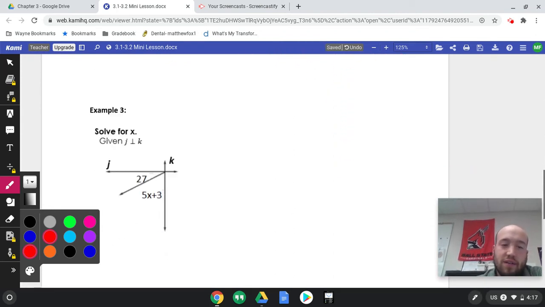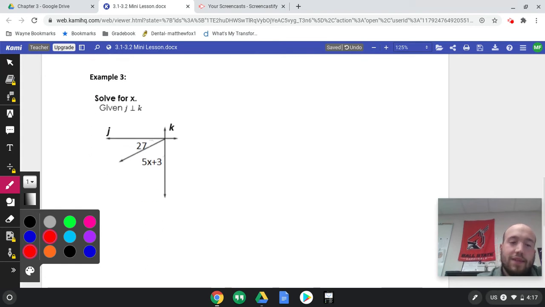All right, on to the next one. Notice here we don't have parallel lines anymore. For this one we need to examine that upside down T. It looks like this. That is what we call perpendicular. So hopefully you guys remember perpendicular. They intersect forming right angles.